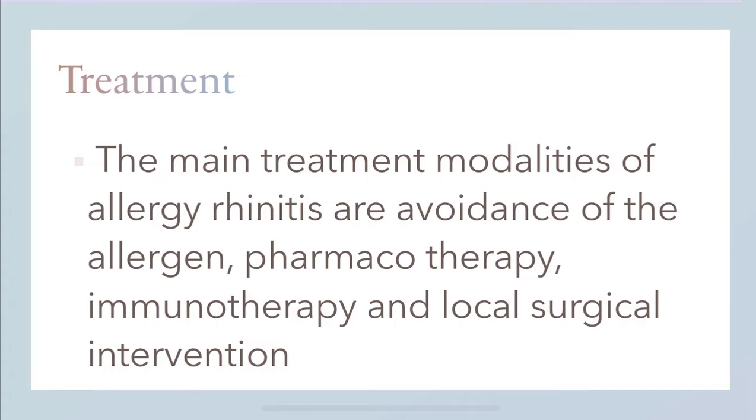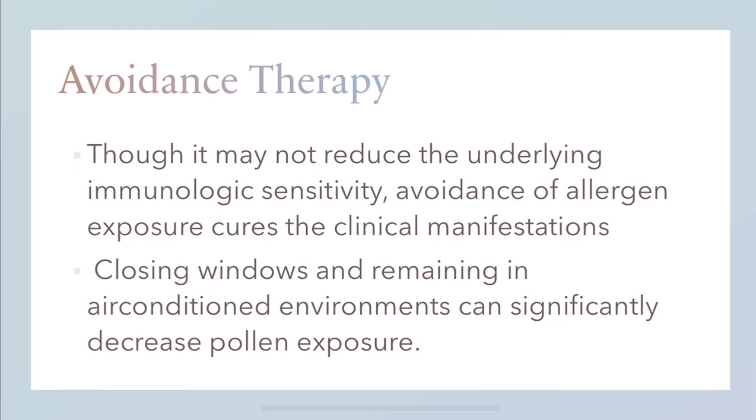Now let us move on to the actual treatment. The main treatment modalities of allergic rhinitis are the avoidance of the allergen, as we discussed previously, and then pharmacotherapy, immunotherapy, and local surgical intervention. Avoidance therapy, though it may not reduce the underlying immunologic sensitivity, cures the clinical manifestation, even though it will not make your system less reactive. The immune system is overactive in a few individuals, but avoiding the causative factor itself can reduce the allergic rhinitis.